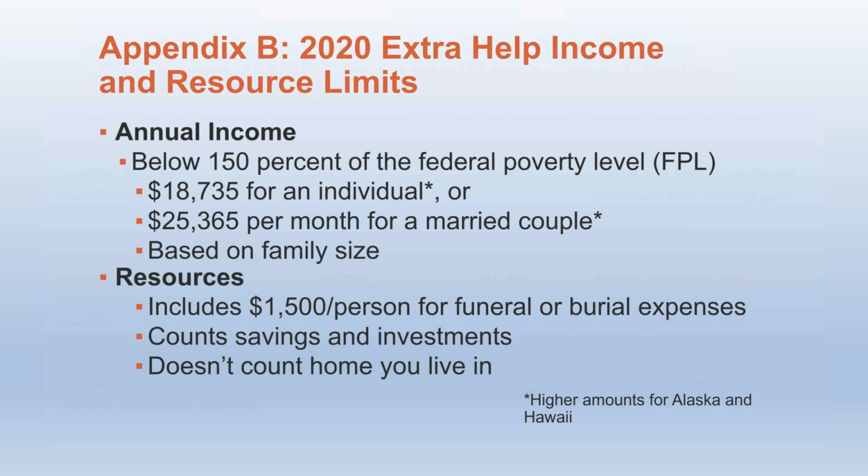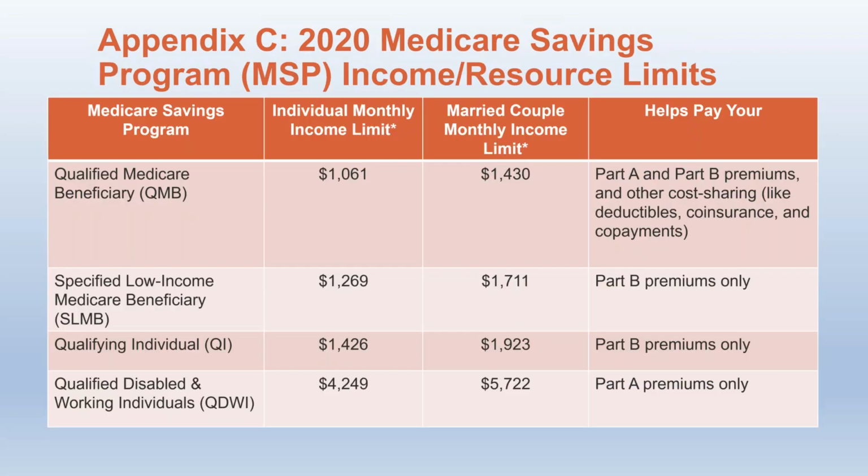And here are the income and resource limits for those Medicare savings programs that I showed you. The first one, QMB, is for Part A and B premium assistance. The second one, SLMB, is for Part B premiums only. Same for QI. And then finally, the qualified disabled and working individuals, maybe folks who weren't able to pay 10 years of FICA taxes, but can get an exemption on having to pay the Part A premium.